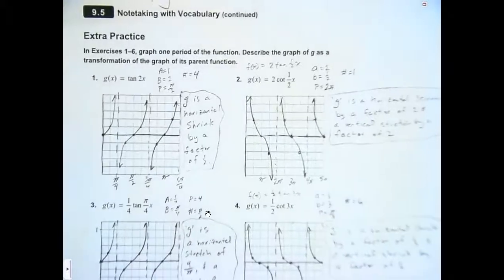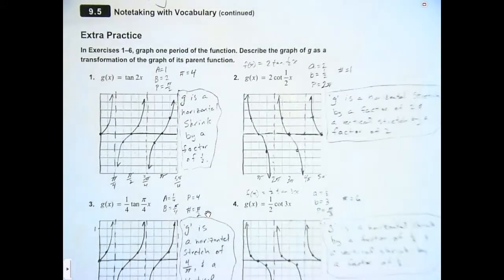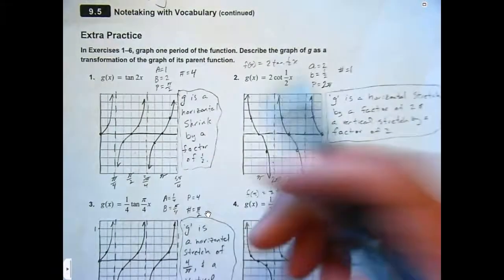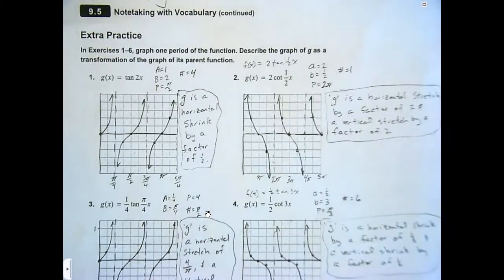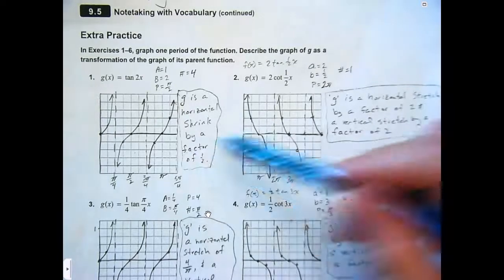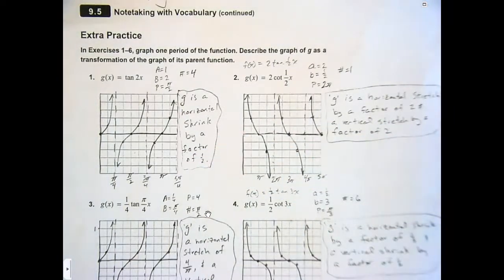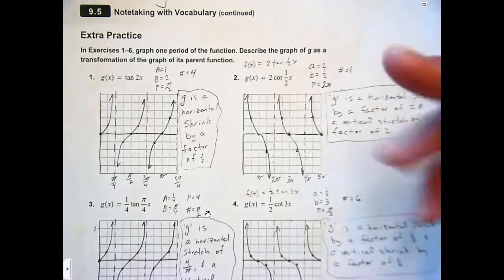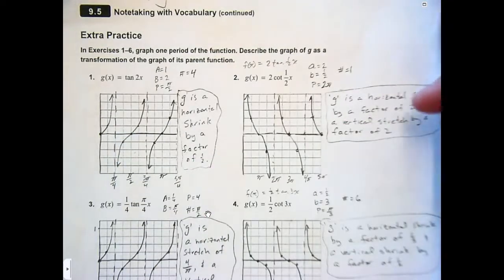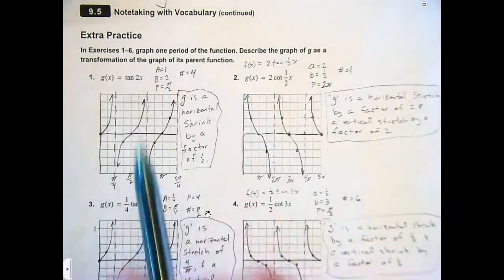All right, here we go. Extra practice on page 266. Hey, we finished this yesterday. The thing we didn't talk about yesterday were the actual shifts. Many of you didn't write down the shifts, because I just asked you to do the graphing piece on it. But let's make sure that we're clear.